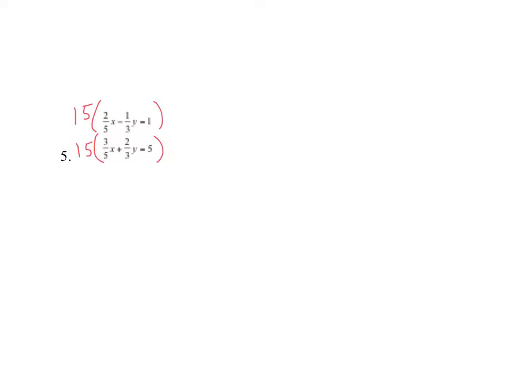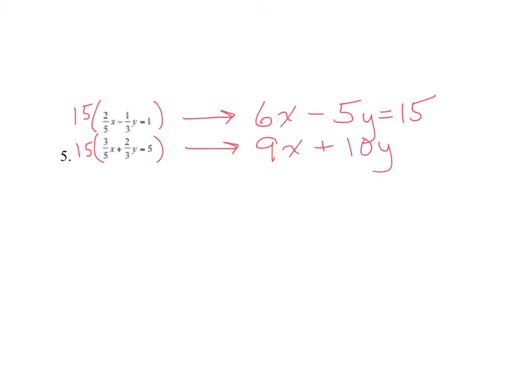Okay, so we're going to multiply the first equation by 15. 2/5 of 15 is 6. So we have 6x minus 1/3 of 15 is 5y equals 15. And the second equation, 3/5 of 15 is 9. So 9x plus 2/3 of 15 is 10, 10y equals 75.